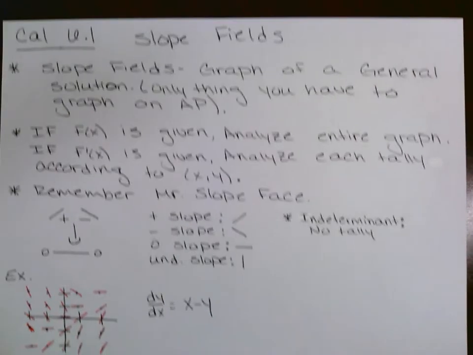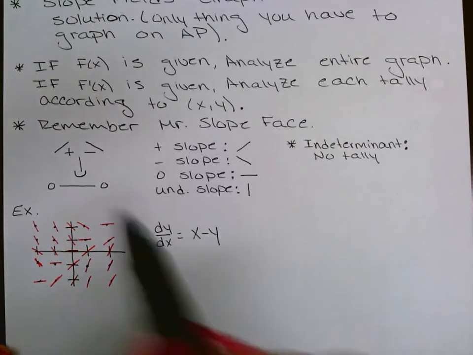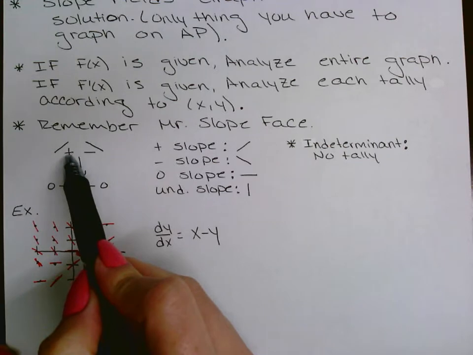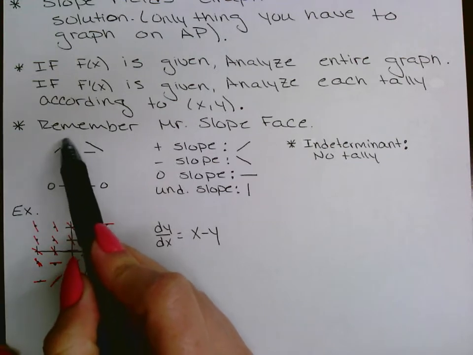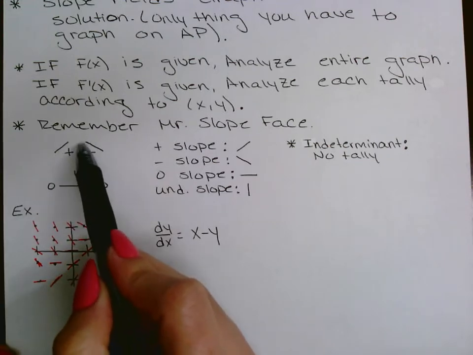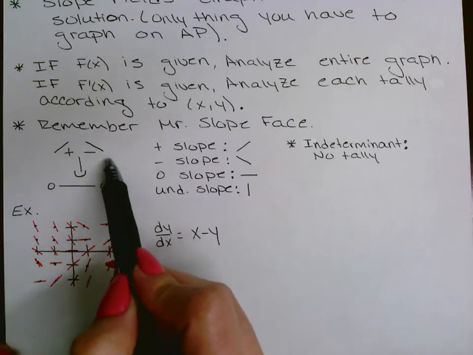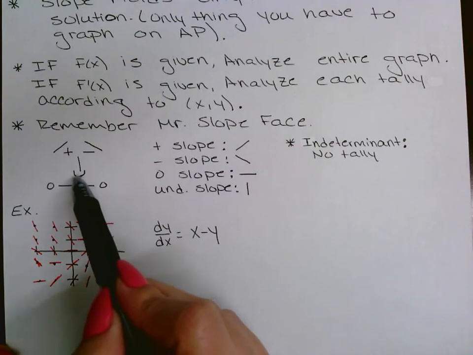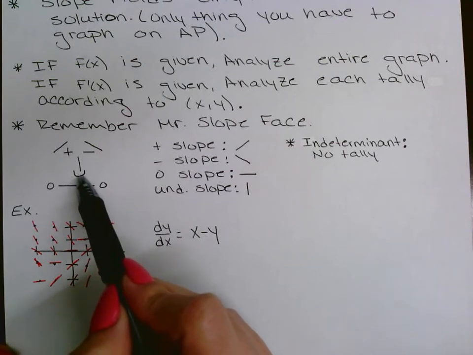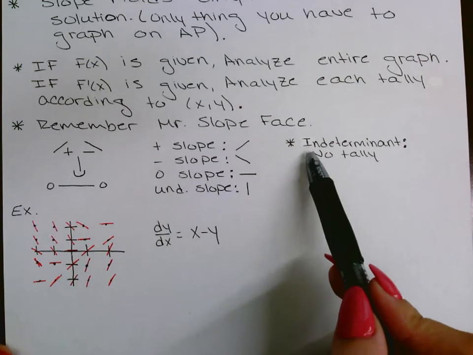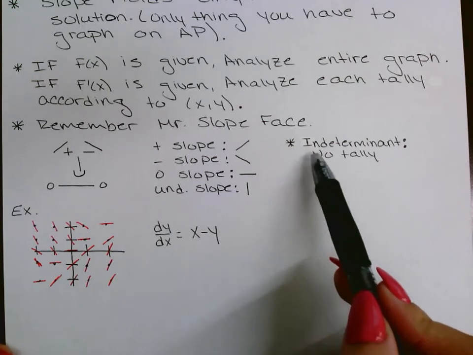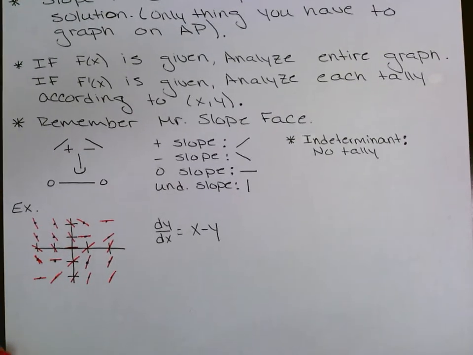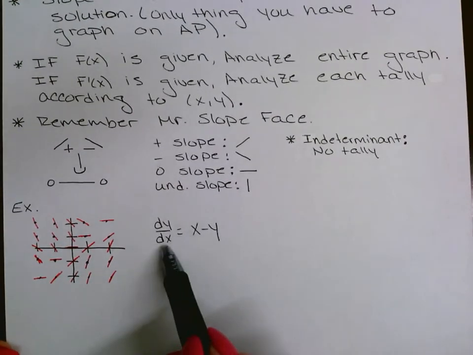So as a quick reminder, this is something a little silly from Algebra 2 that I used to teach, Mr. Slopeface. The positive slope goes increasing from left to right. Negative slope, decreasing from left to right. A zero slope is a horizontal line. An undefined slope is a vertical line. And then lastly, if you get an indeterminate, which was like 0 over 0, then you won't see a tally on that spot.